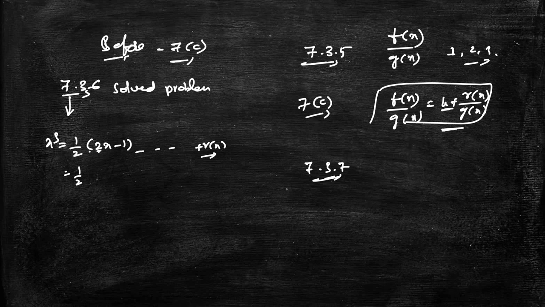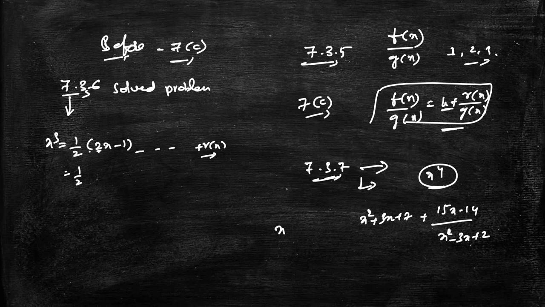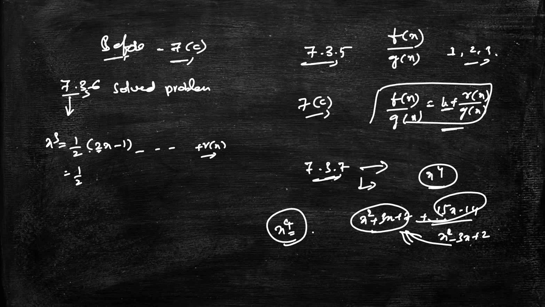While solving 7.3.7, you will get x to the power of 4 is equal to x square plus 3x plus 7 plus (15x minus 14) divided by (x square minus 3x plus 2). He wanted to find x to the power of 4, so he took it like this. If you multiply this into this and add, we will get the x to the power of 4 value.